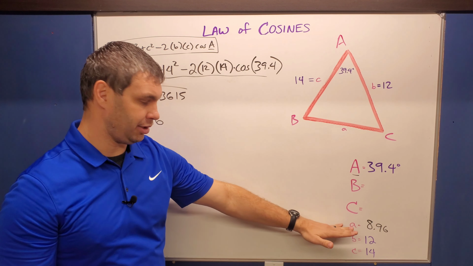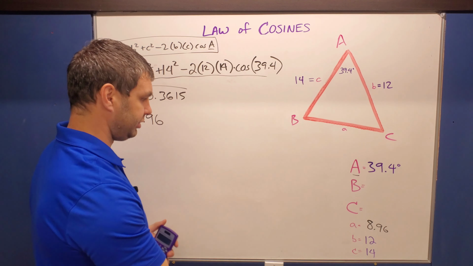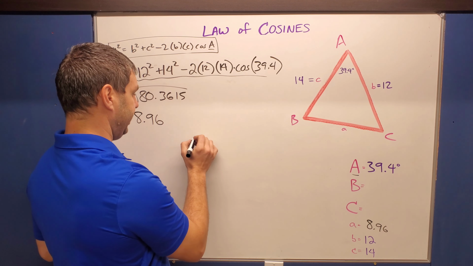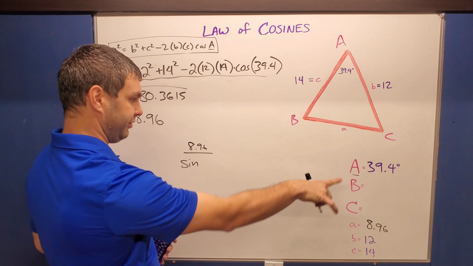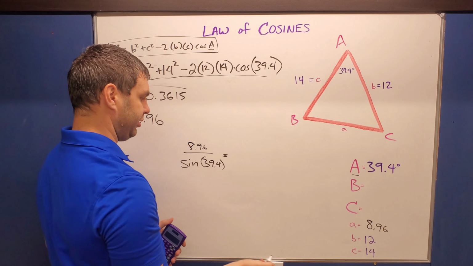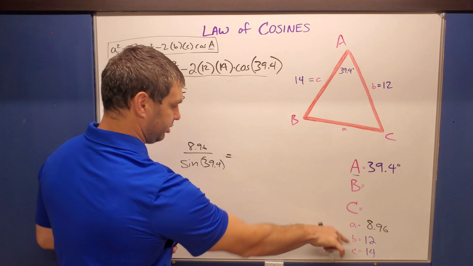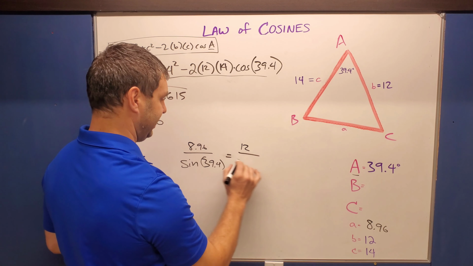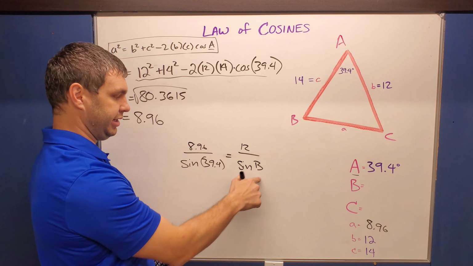I would encourage you again, if you have used law of cosines, and now you have both capital A and lowercase a, you can now use law of sines to find the rest. Remember, law of sines says if I have little a, which is 8.96, over sine of capital A, 39.4, then I can find one of my other missing letters. In this case, my next one would be b. So little b is 12 over sine of big B, and then you just cross multiply and solve for b.